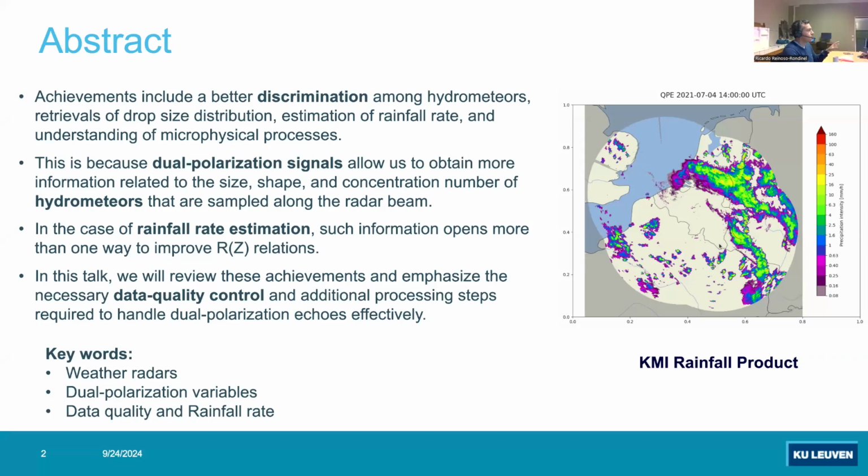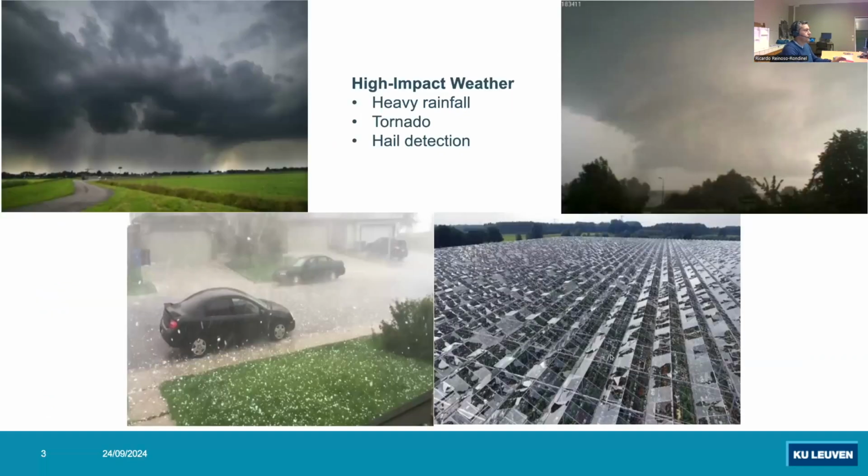I'll just paste the abstract here in case you want to read it again, because I think this will be recorded so you could take a look later on. But some key messages or keywords here are weather radars and dual polarization variables. So I will introduce what dual polarization variables are. And something important is the data quality that could impact the estimation of rainfall rate. And then I will start with the first motivation.